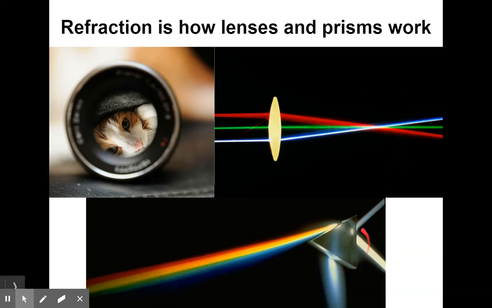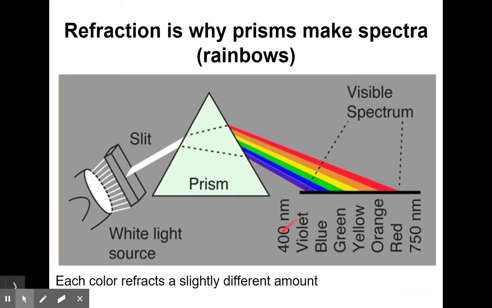And here's a prism here with a beam of light coming out here. And let's say a little bit more about prisms. Refraction is why prisms make spectra, which are rainbows.